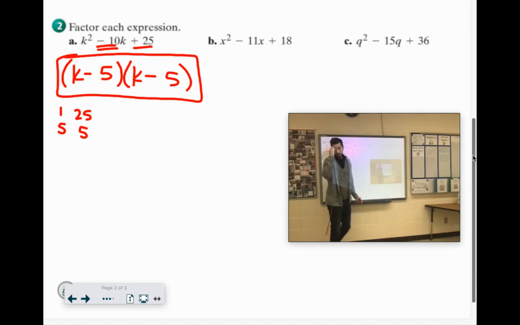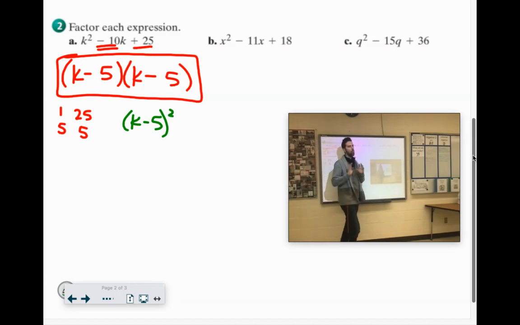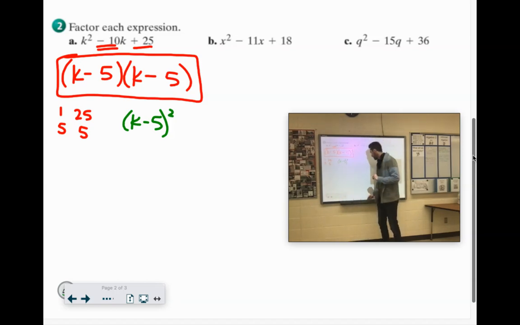Eventually, when you get to higher math next year, if you have the same thing written twice, like k minus 5 times k minus 5, you can clean that up and write it as k minus 5 squared. Your teacher will be like, whoa, you are so smart, kid.